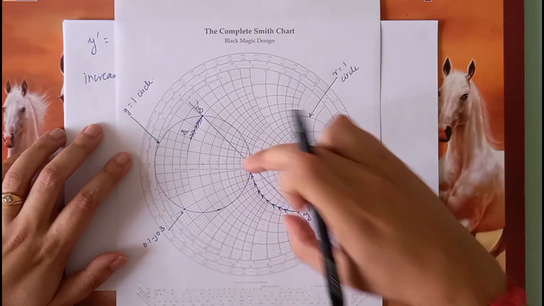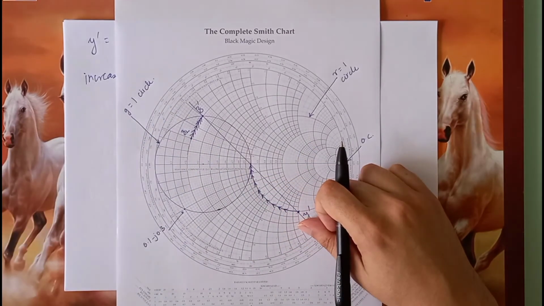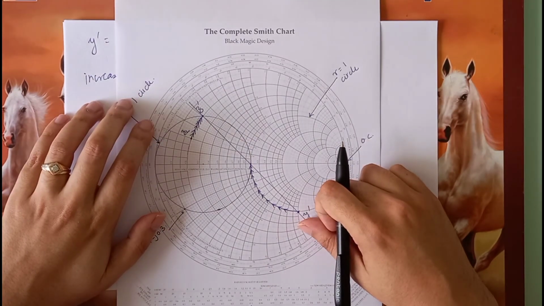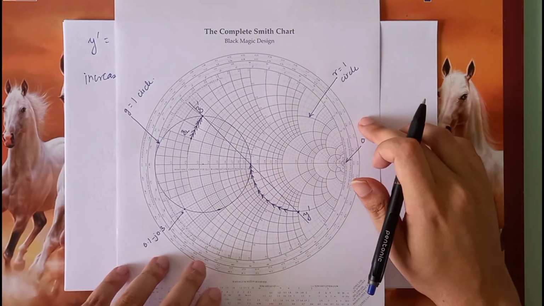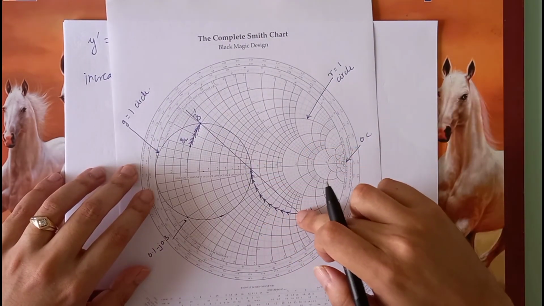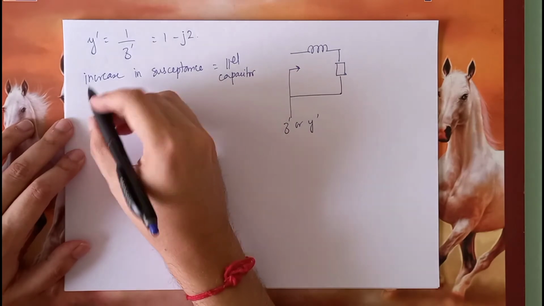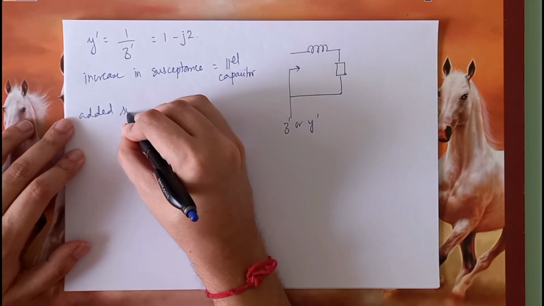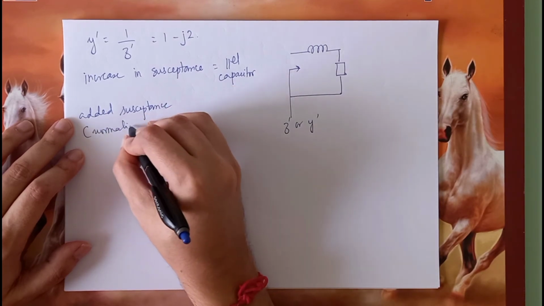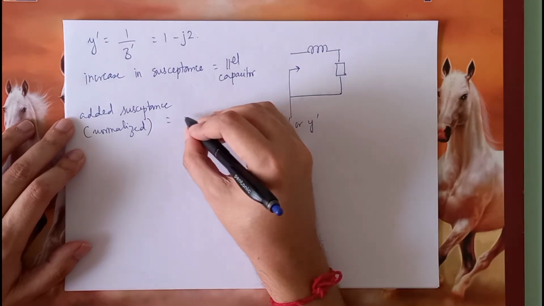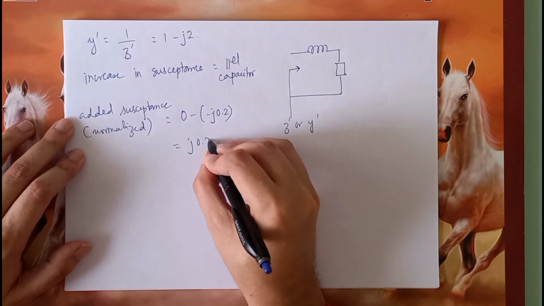So therefore, I am going up on the constant conductance circle. That means I am adding some component whose susceptance is positive. That can only happen if the component has negative reactance, and that is capacitor. So therefore we are adding a shunt capacitor. So the final point is 0, initial point is -2. So therefore we will say added susceptance, that is normalized, that is 0 minus j 0.2, which is j 0.2.